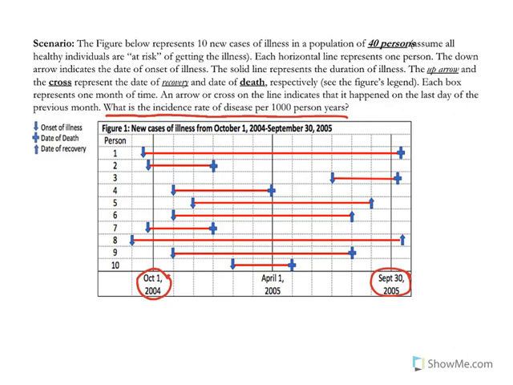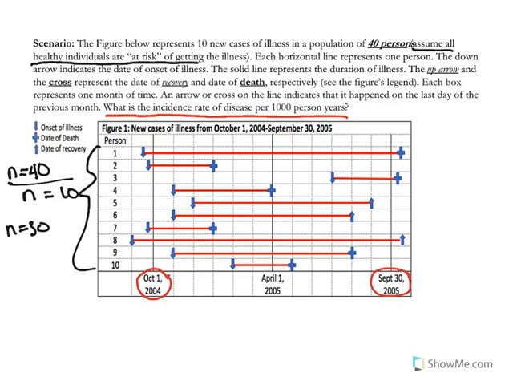So what that's telling us is we have a sample size, N equals 40, and in this figure, we have N equals 10. That also means that we have 30 people who are not represented in the figure, but we're going to assume that all healthy individuals, so those 30 people not in the figure, are at risk of getting the illness, and that'll come up again in just a moment. Each horizontal line represents one person. So we have 10 people in this figure as you go down here.